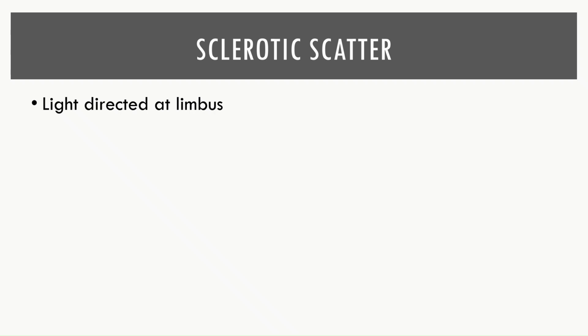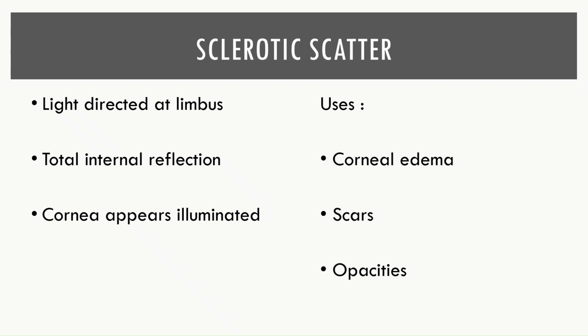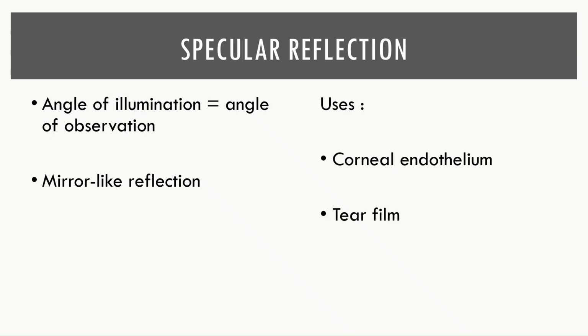Sclerotic scatter uses total internal reflection of light within the cornea, highlighting corneal edema and opacities. Specular reflection is used to examine the corneal endothelium and tear film by aligning the illumination and observation angles.